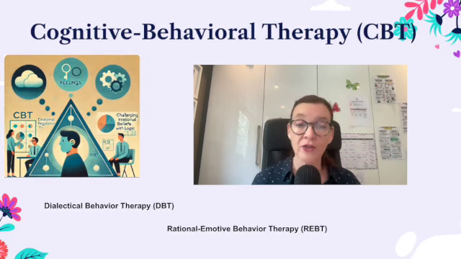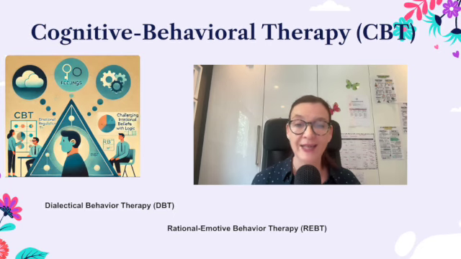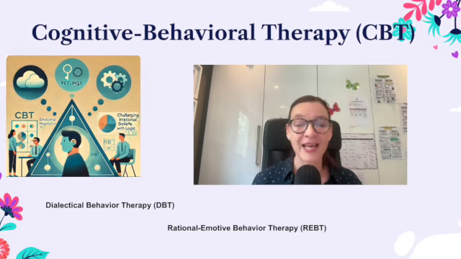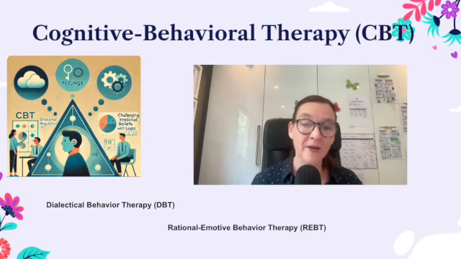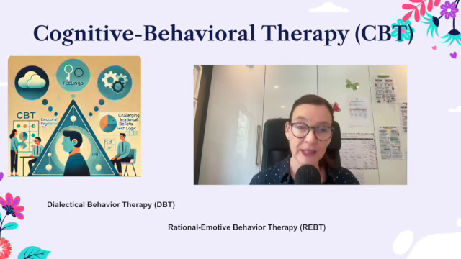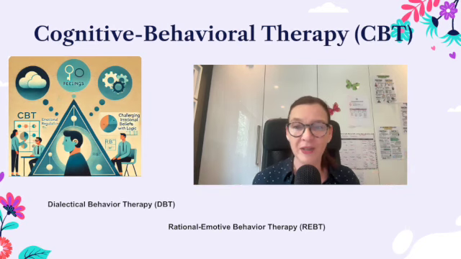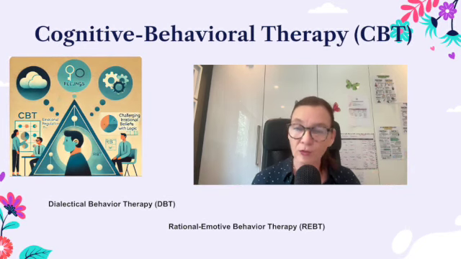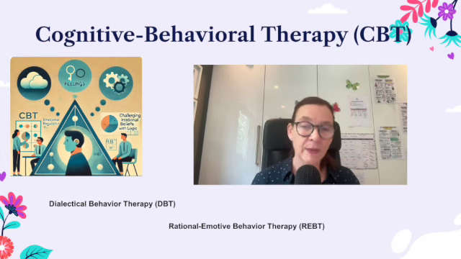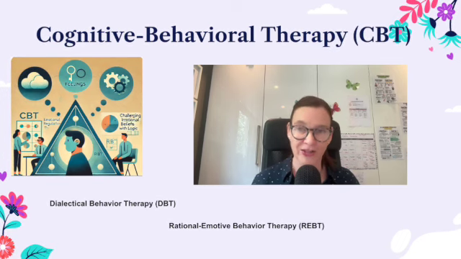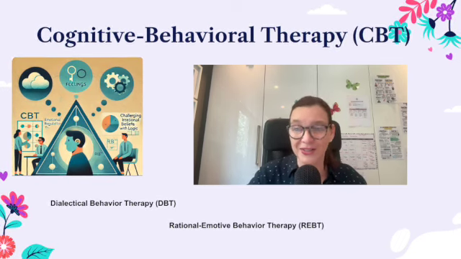The next one, rational emotive behavior therapy, REBT. It's developed by Albert Ellis, and this therapy helps people identify irrational beliefs, like I must be perfect to be loved, and replaces them with more rational, empowering thoughts. It's about changing the way we talk to ourselves, right? Because we always do that. We talk to ourselves. It's true.